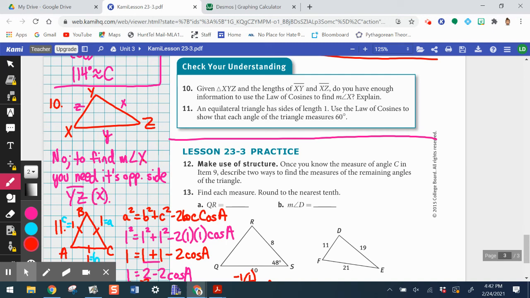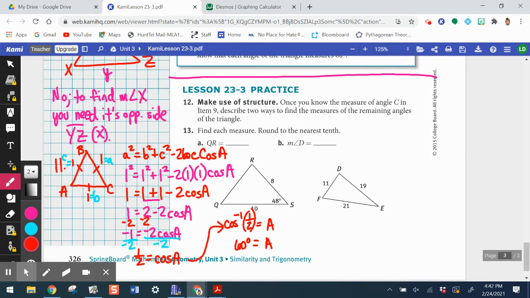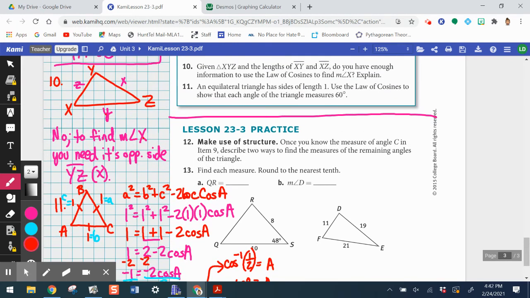So we have to understand, based on what's given, which method we should use. And this is just solidifying that we need all three side lengths to find the measure of any of these three angles. So item 11 then states, an equilateral triangle has side lengths of 1.